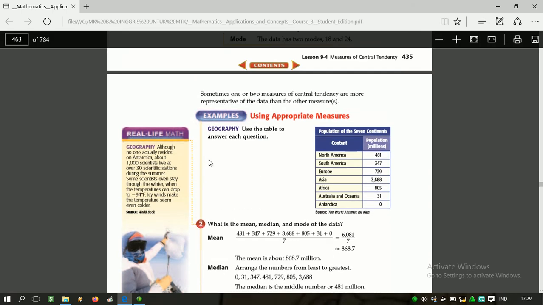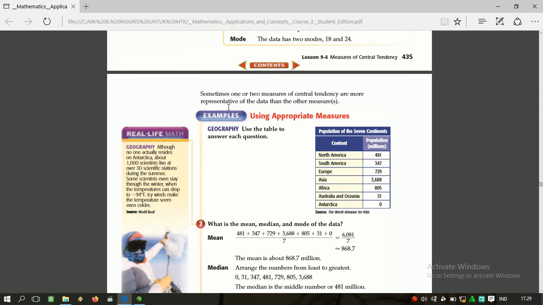Next, sometimes one or two measures of central tendency are more representative of the data than the other measures. Example 2: using a profile measure. Geography: use the table to answer the question. This is a table of the population of the 7 continents.